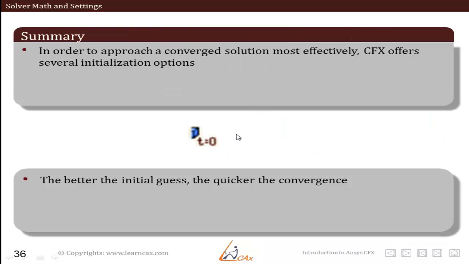So to summarize, in order to approach a converged solution most effectively, CFX offers several initialization options, which are given at time t equal to 0, or the start of the iterative process in steady state, and the better the initial guess, the quicker the convergence.